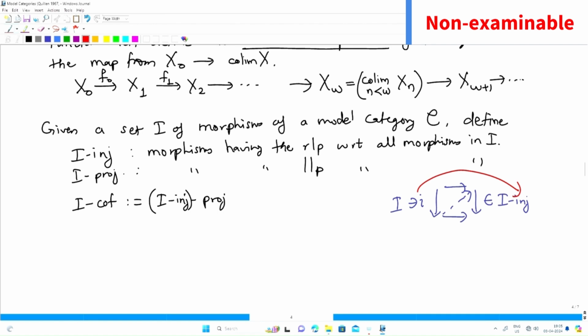If I now understand I-inj, then I can do this reverse process. So I can come back. If I know that this morphism is in I-inj, and I want to talk about all the maps which have the left lifting property with respect to I-inj, then I will say that this map belongs to I-cof. So this is the second stage. Then you can imagine what I-fib would be. I-fib would be I-proj-inj, right?